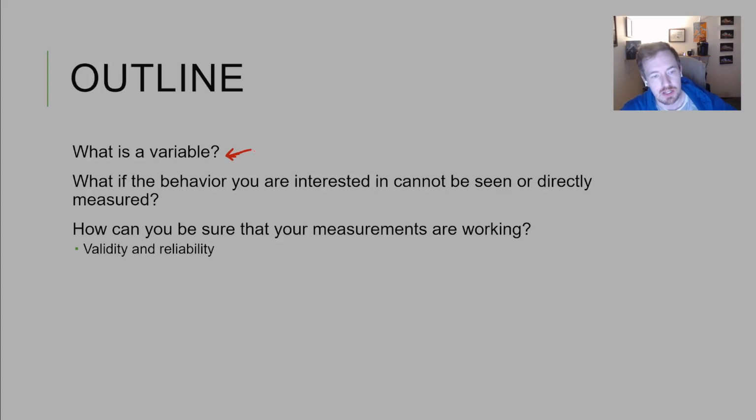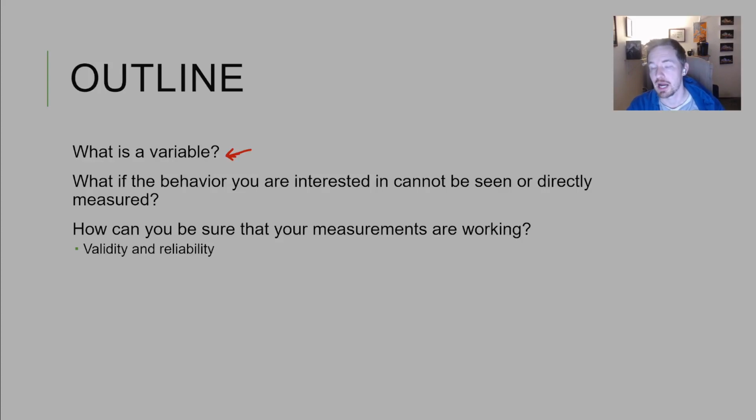I know that sounds kind of bald and obvious, right? Like, what is a variable? Well, a variable is something that varies. But we'll talk about how that's used in psychological research. We're going to be talking about why measuring behavior can be so difficult. So what happens if the behavior that you're interested in can't be directly measured?